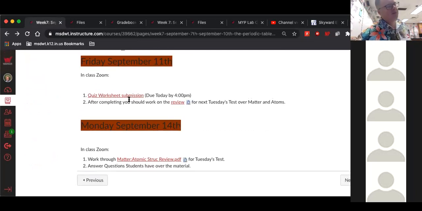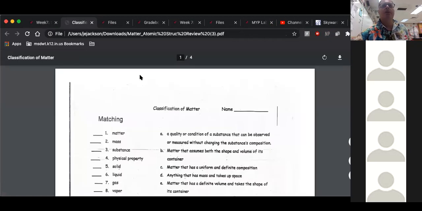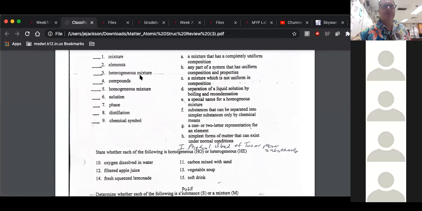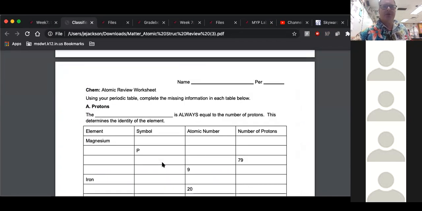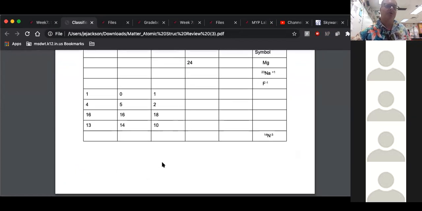That should probably take you about 20 minutes, really, if you did the practice. After which, you should work on the review for Monday. We'll go over that review Monday, and then we will test over matter and atomic structure on Tuesday. That review, again, is just a file that you download. And you can see it's about the chemical and physical changes, substances versus mixtures, homo versus hetero, and then filling out some of those charts again, dealing with all the different particles of the atom.